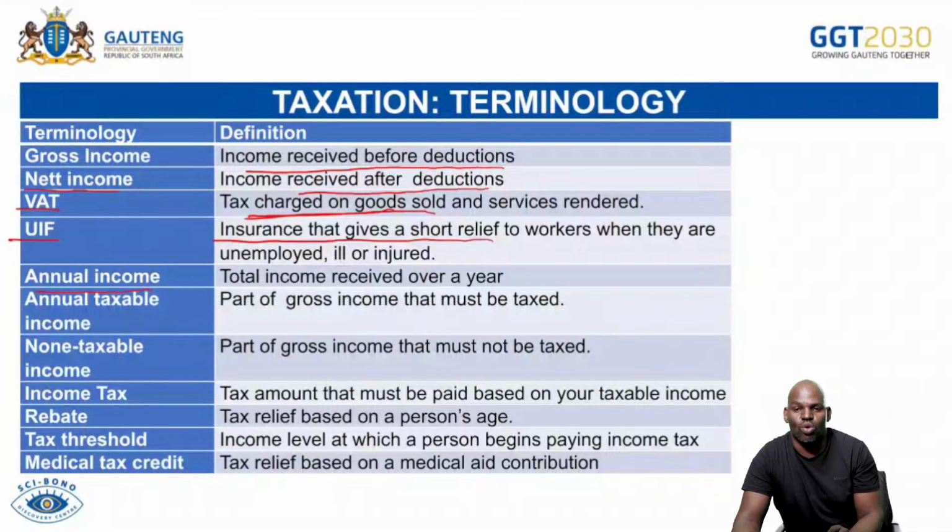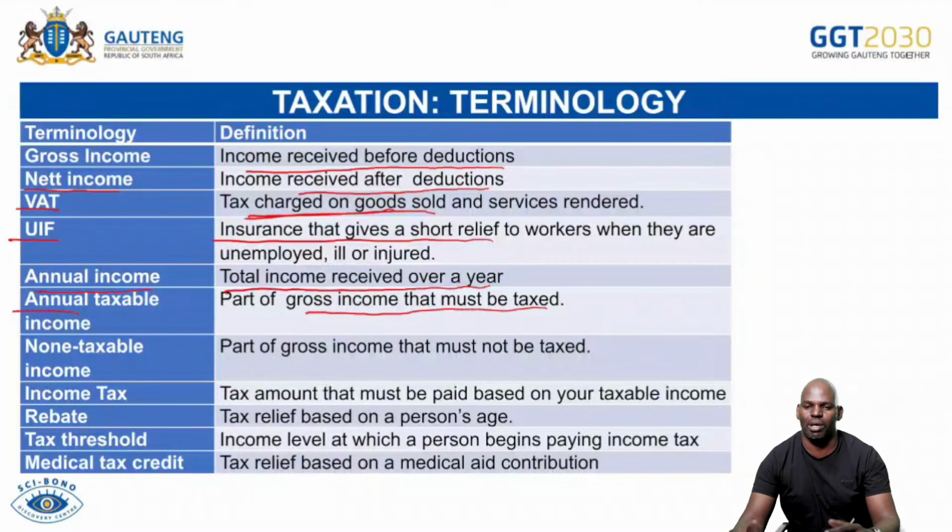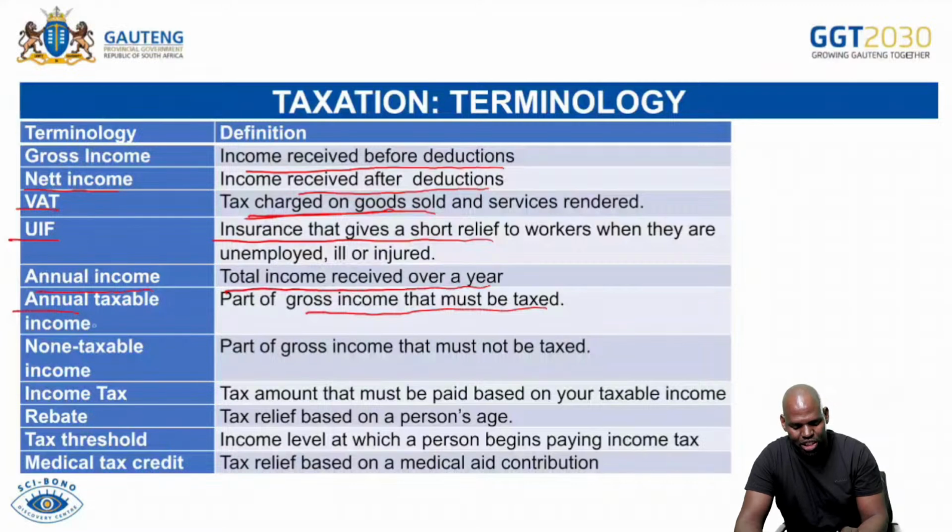And then, of course, we've got annual income. You know what the word income is. Annual refers to a year. So when we say annual income, we refer to the total income received over a year. Annual taxable income: we know annual, then taxable income refers to part of a gross income that must be taxed. Gross income, remember, is the income before deduction. Part of that gross income must be taxed. So we say annual taxable income is part of gross income that must be taxed.